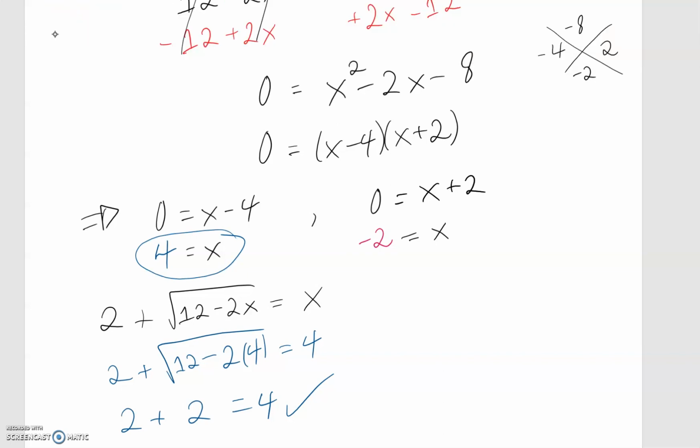Let's check the hot pink now. Okay, so here we run into problems. Inside the radical in the hot pink, you have 12 minus 2 times minus 2. That's going to simplify to 16 inside the root. And the square root of 16 is 4. And 2 plus 4 does not equal negative 2. Let's take a look at that really quickly.